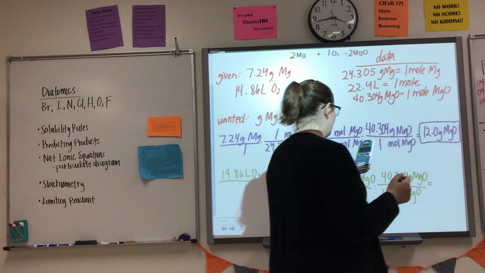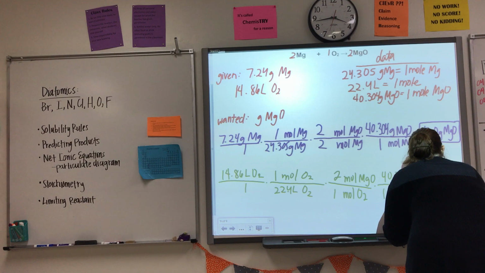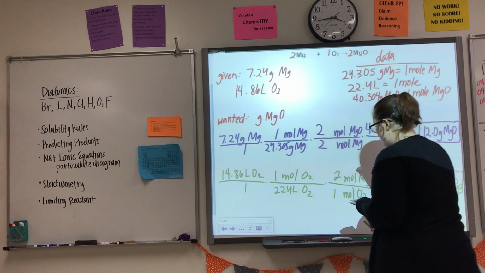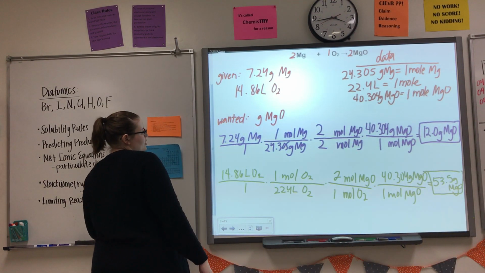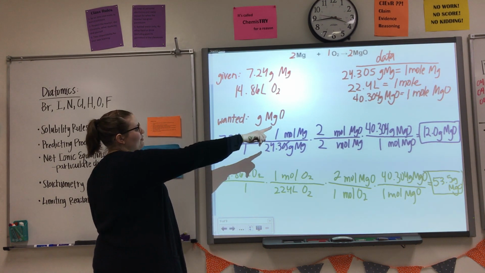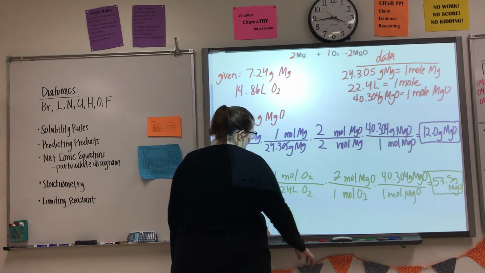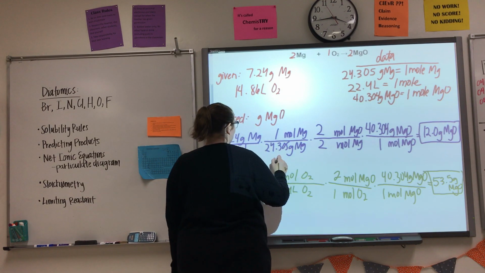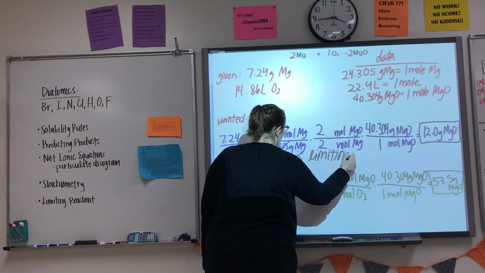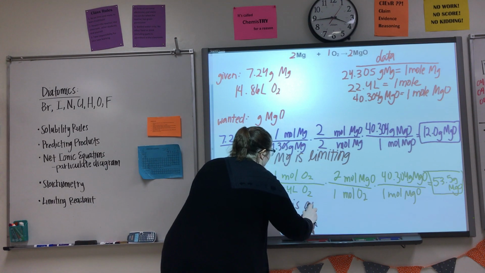Okay, that's a much bigger one. 54.5 grams of MgO. All right, to determine my limiting reactant, I need the one that produced the least amount of product. Who produced the least amount of product? It's going to be magnesium, because I only got 12 grams there, where down here I got 53.5. 53.5 is a lot bigger than 12. So I'm going to go ahead and write magnesium is limiting, which means oxygen is in excess.